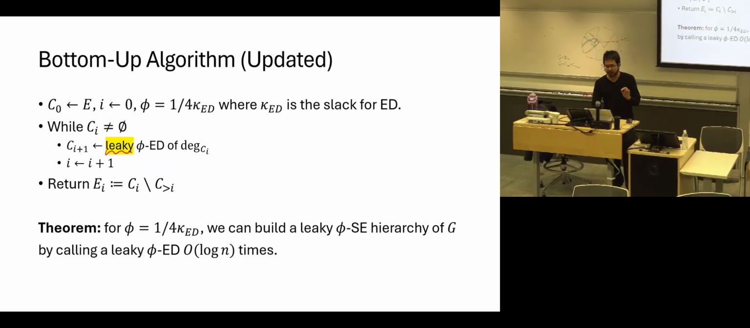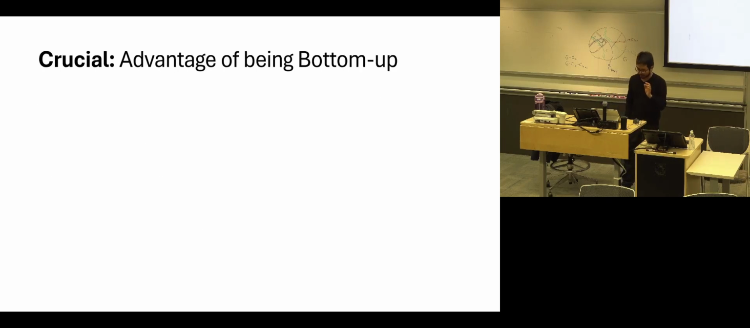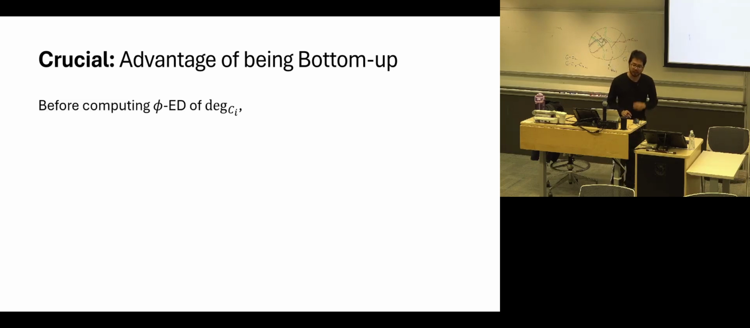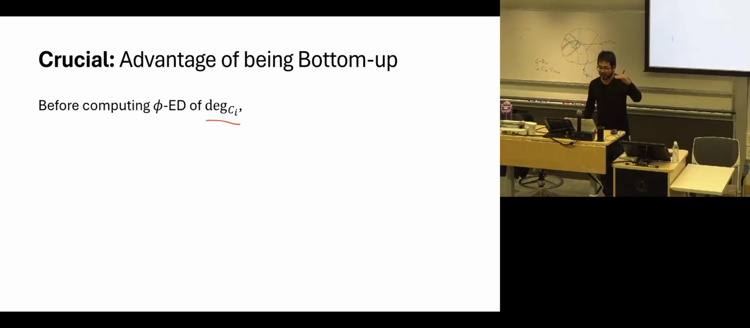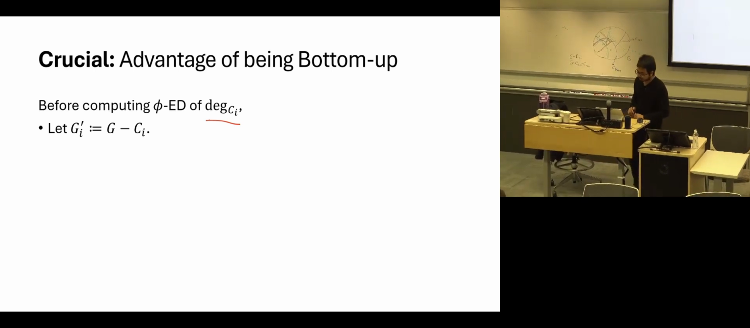Okay, so now let me discuss a bit about the advantage. So this looks simple, that's one thing, but what really is the advantage? The crucial advantage of the bottom-up approach is this. Let's look at the time before I actually compute the expander decomposition of Ci, before I compute Ci plus 1 here. Look at that time before I finish the algorithm. And let Gi prime be the graph when I remove Ci.